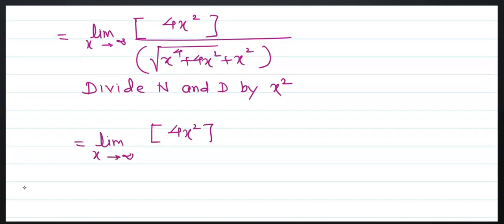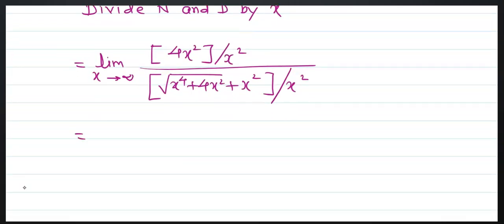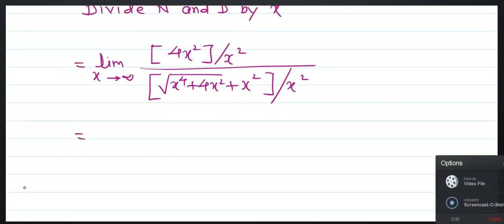Therefore, limit x tends to infinity 4x² upon √(x⁴ + 4x²) + x² upon x². This is important. Now this x² gets cancelled. You will get 4 in the numerator.